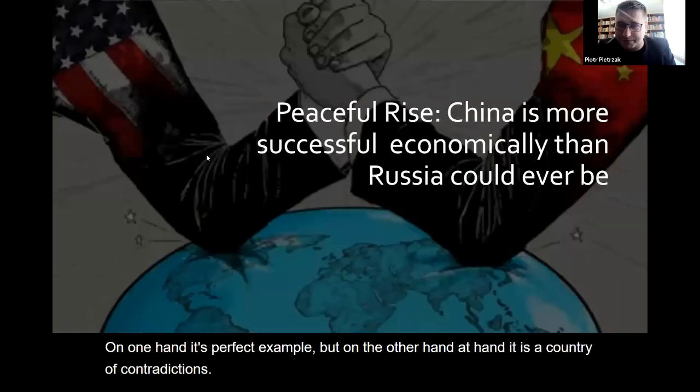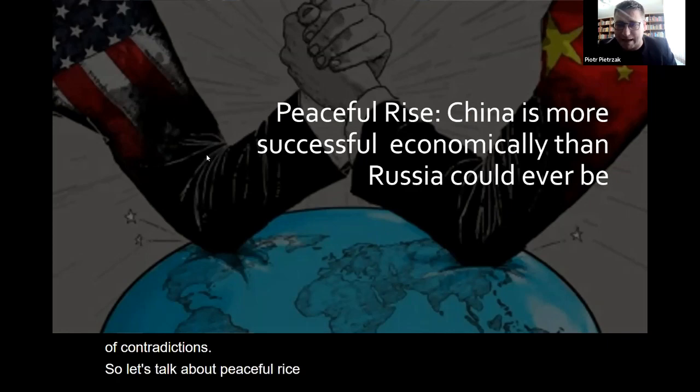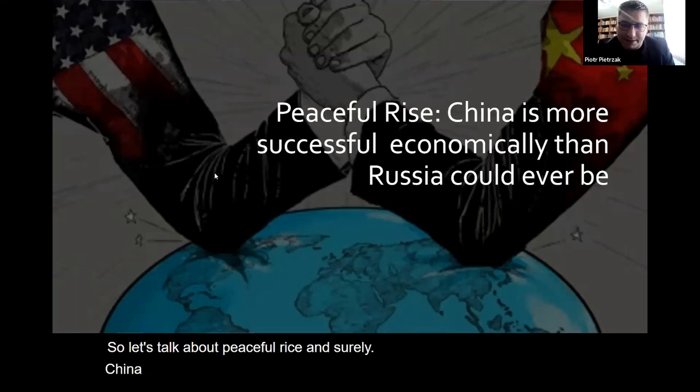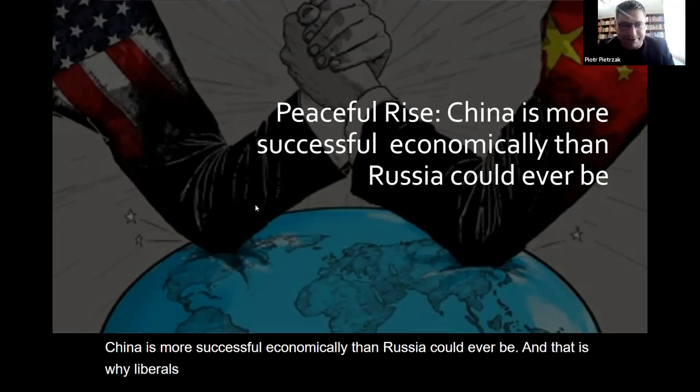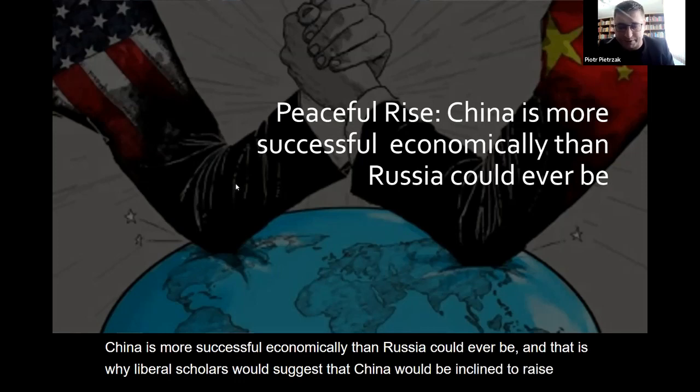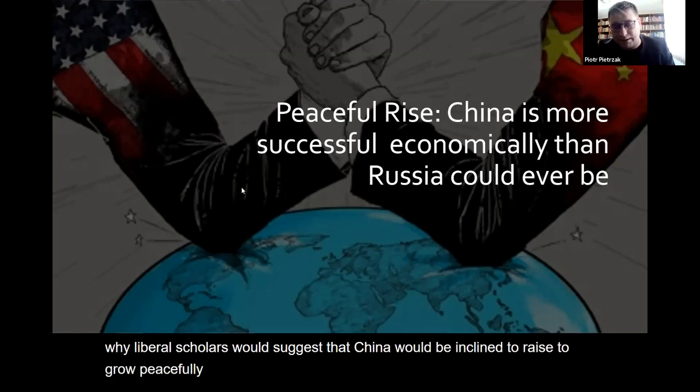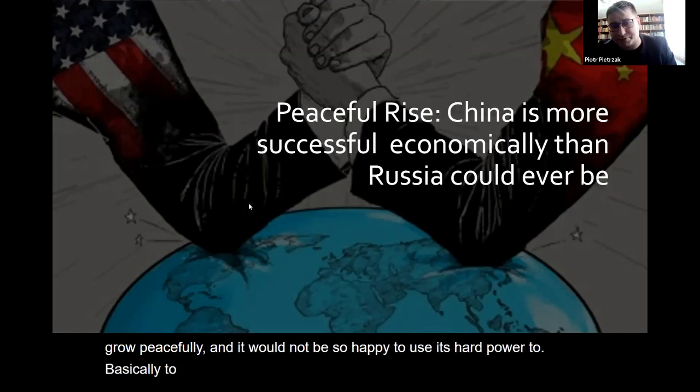So let's talk about peaceful rise. And surely China is more successful economically than Russia could ever be. And that is why liberal scholars would suggest that China would be inclined to grow peacefully, and it would not be so happy to use its hard power to make sure that its voice is heard.